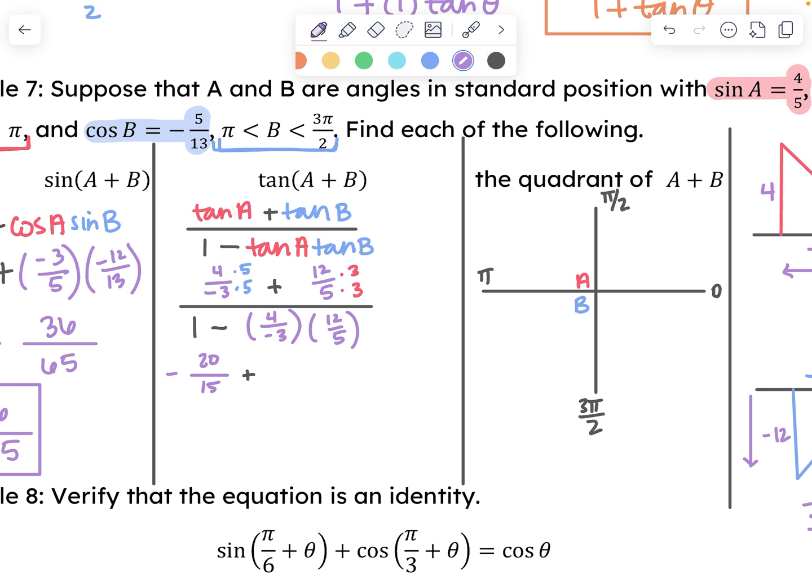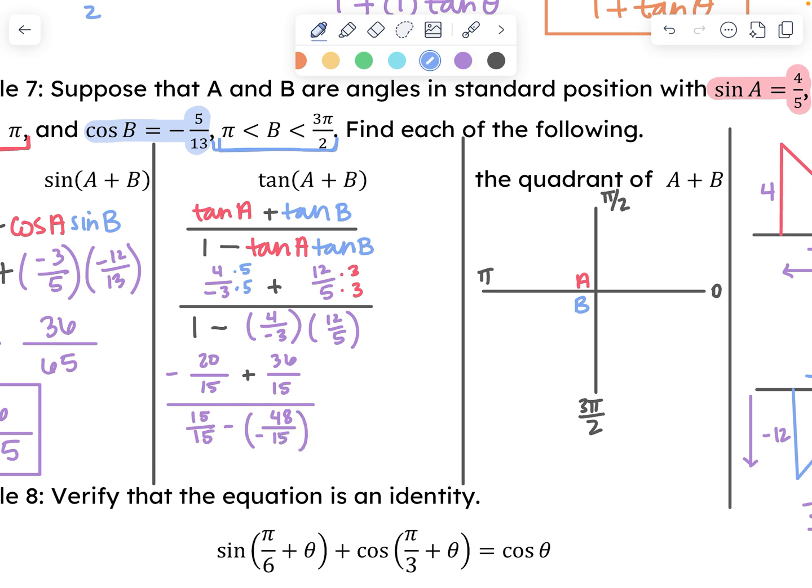Then over here, if I have 12 times 3, that's 36 over 15. And it's all over... I'm going to rewrite the 1 as 15 over 15. And then minus, well, 4 times 12 on the top is going to give me 48. And negative 3 times 5 is negative 15.